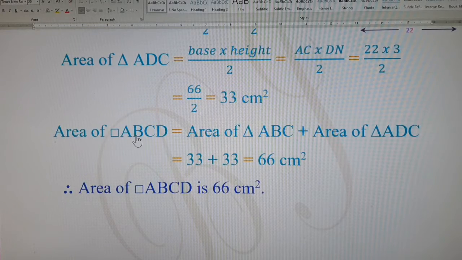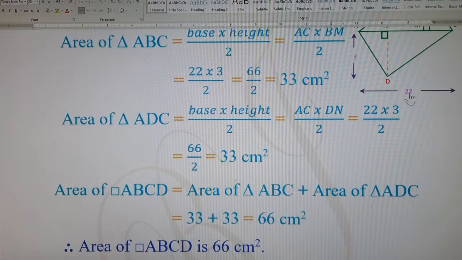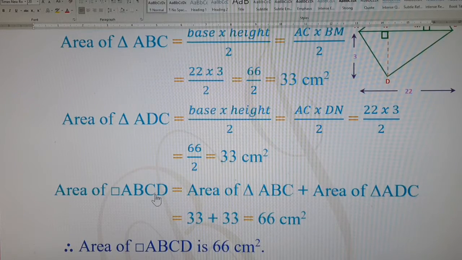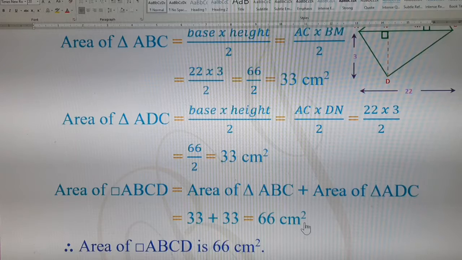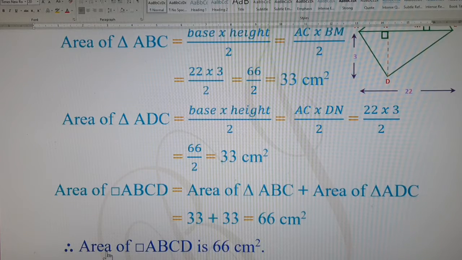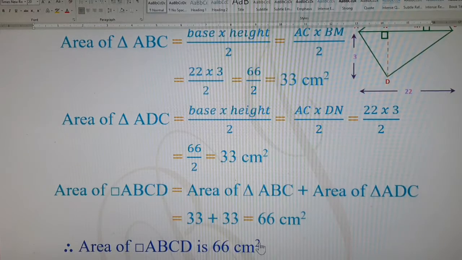Area of quadrilateral ABCD can be calculated by adding the areas of the two triangles. Area of ABCD is equal to area of triangle ABC plus area of triangle ADC. These two triangles will add 33 plus 33. Our answer is 66 centimeter square. So final answer statement will write as, therefore area of quadrilateral ABCD is 66 centimeter square.